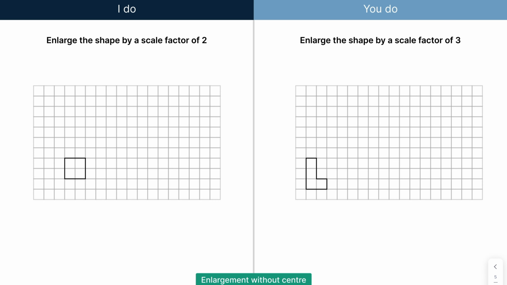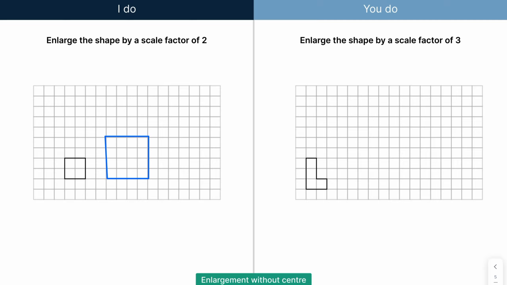So here we've been asked to enlarge the shape by a scale factor 2. Enlarge just means to make it bigger. And by a scale factor of 2 just means here, each side at the minute is 2 by 2, and we just want to make it twice as big. So to make this twice as big, each side is just going to be 4 by 4. So we're just going to times each side by 2. And that becomes that.